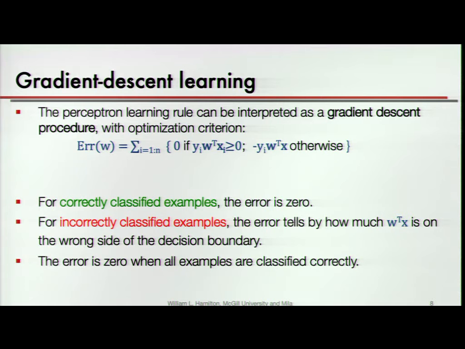So again, for correctly classified examples, the error is just 0. And for incorrectly classified examples, the error tells us how much we're misclassifying these examples by. And once we get down to 0 for this error function, then we're classifying the entire training set perfectly.